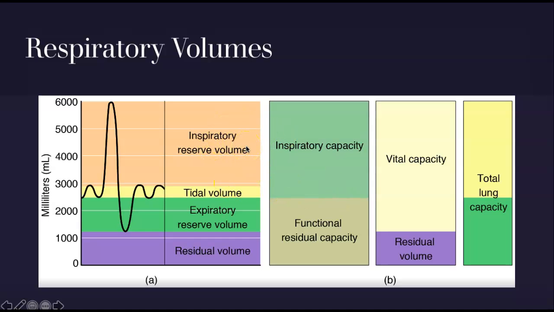And then on the other hand, you have the functional residual capacity, which is right here. It's the amount of air that remains in the lung after a normal exhale. So not the deepest exhale you can do, but just a normal exhale. And it's the sum of the expiratory reserve volume and, of course, your residual volume.